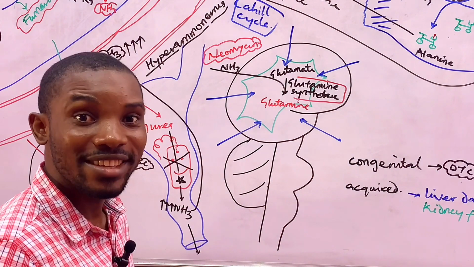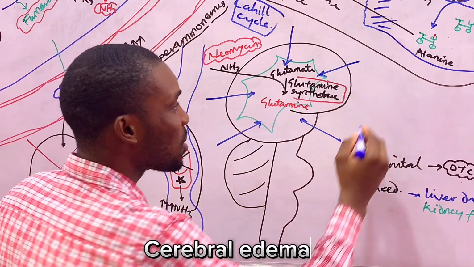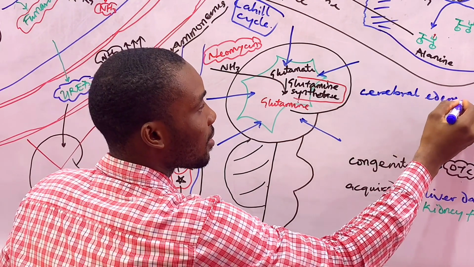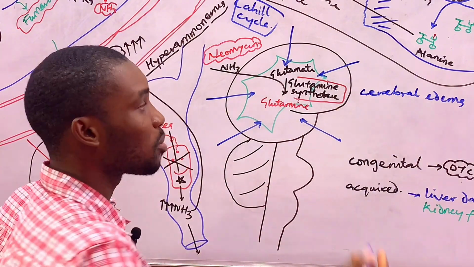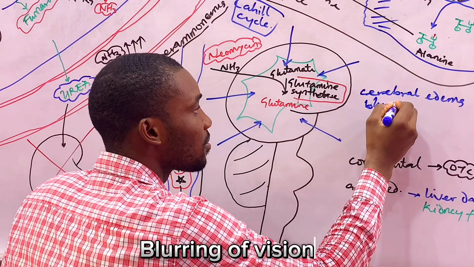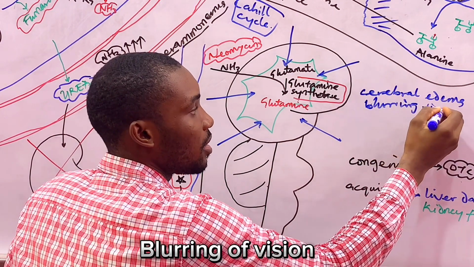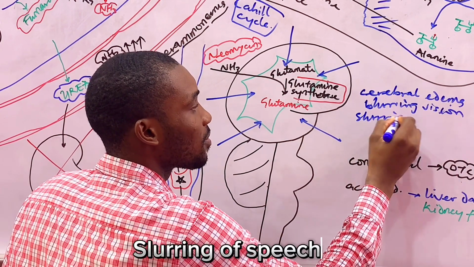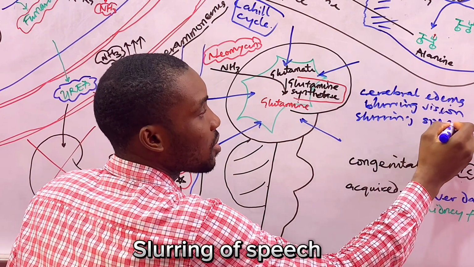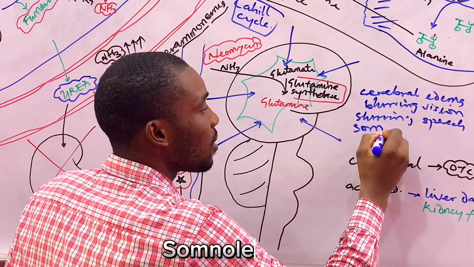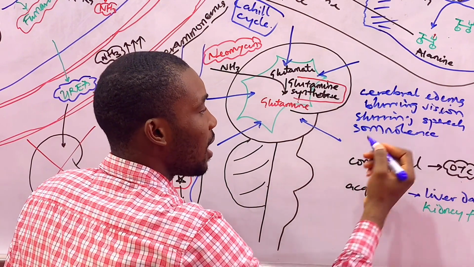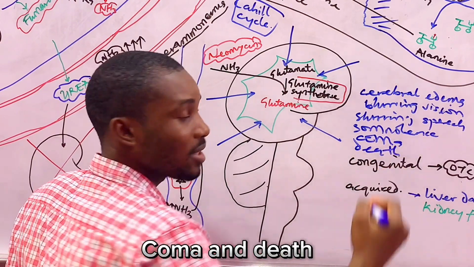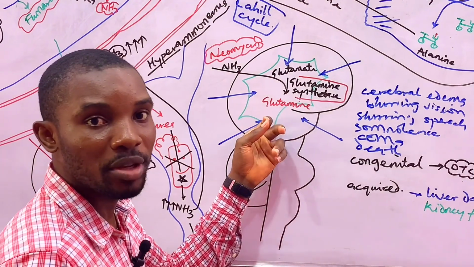Wow, what does this cause? Cerebral edema. All right. So we see the individual have cerebral edema. Also, maybe from the eyes, there can be blurring of vision. The mouth, for instance, there's slurring of speech. And then there can be somnolence. So you see the person sleeping a lot, all right? And then the person can eventually enter a coma, and the person can die. That's one major effect of hyperammonemia on the brain.